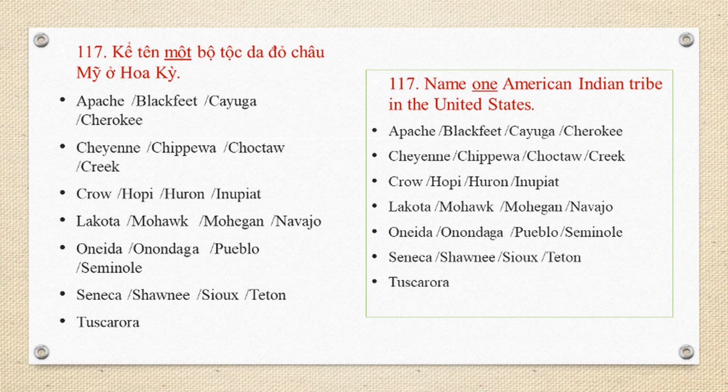117. Name one American Indian tribe in the United States. Apache. Blackfeet. Cayuga. Cherokee. Cheyenne. Chippewa. Choctaw. Creek. Crow. Hopi. Huron. Inupiat. Lakota. Mohawk. Mohegan. Navajo, Oneida, Onondaga, Pueblo, Seminole, Seneca, Shawnee, Sioux, Teton, Tuscarora.